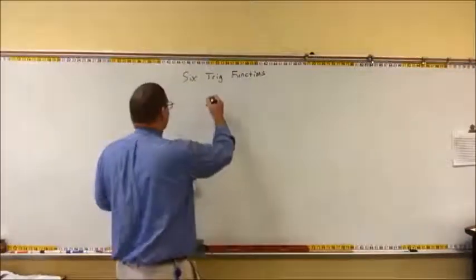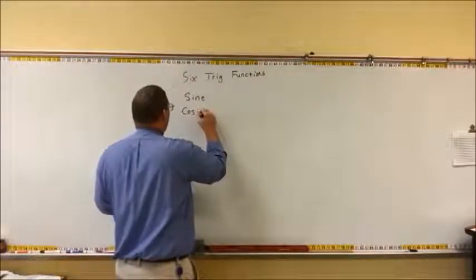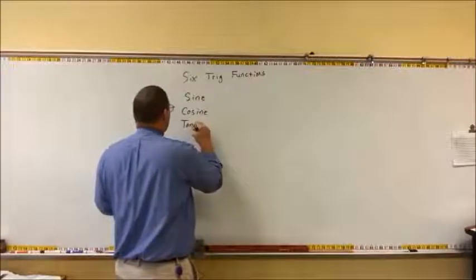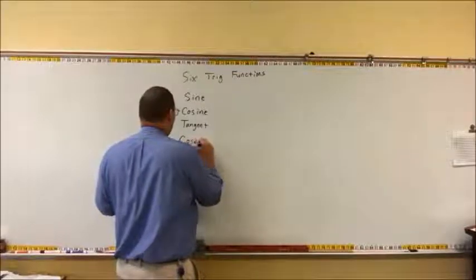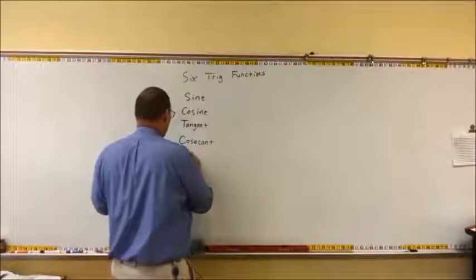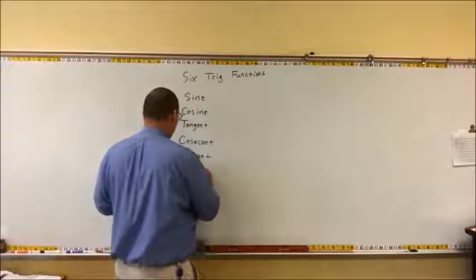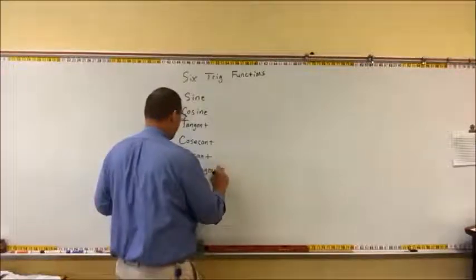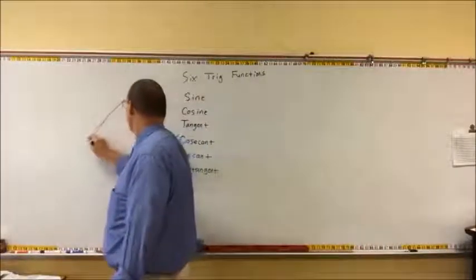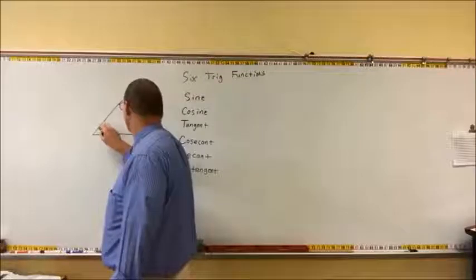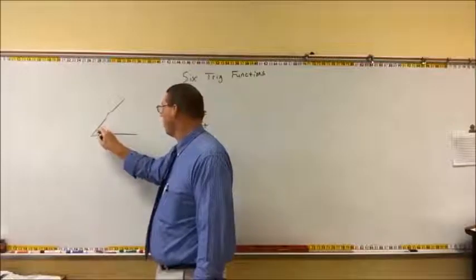So the 6 trig functions are sine, cosine, tangent, cosecant, secant, and cotangent. Okay? And the way we would write these, if we have some arbitrary angle, some angle measure here, with a variable, we're going to call it angle theta.